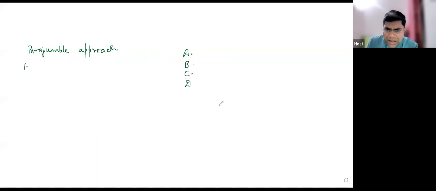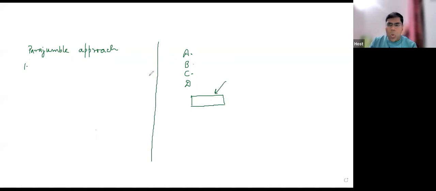Now, what is the process of parajumble? I will repeat this again. Parajumble approach. This is how I put it. Step by step approach. Always, whenever you have 4 sentences, let's see, we have 4 sentences A, B, C, D given to us, and they have asked us to enter the sequence here. So what is the process now?